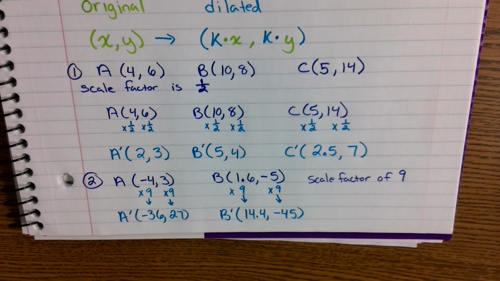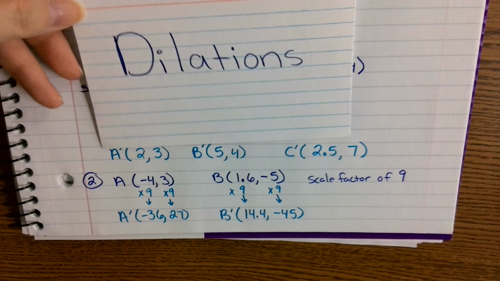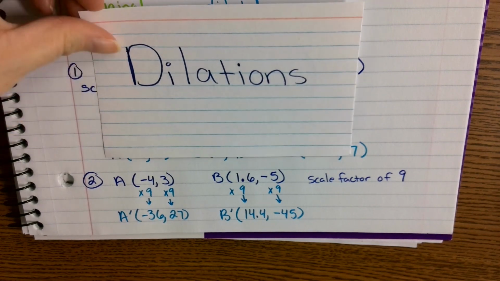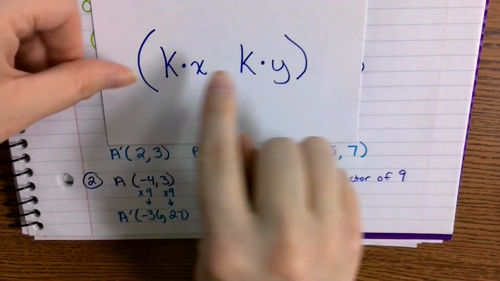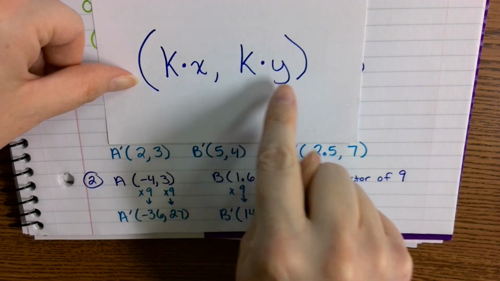Very, very simple, easy process. So what I want you to do now is to get your dilation card out, your dilations card for your flashcards. And then on the back of the dilations card, you're going to put down the rule. And the rule is K times X, K times Y.